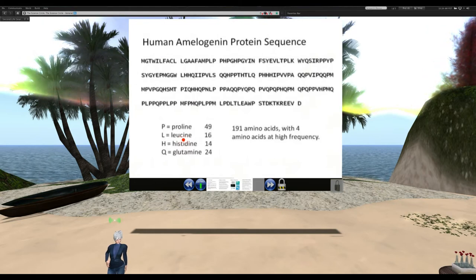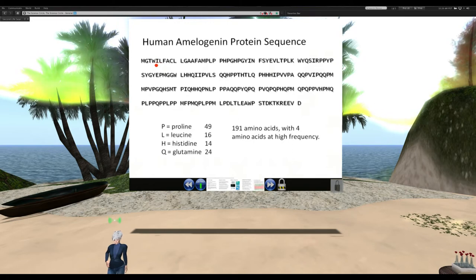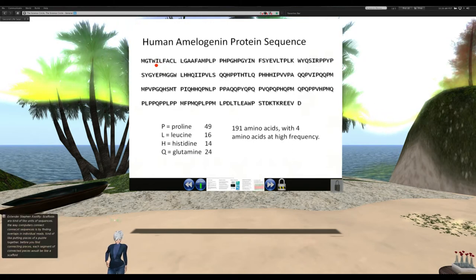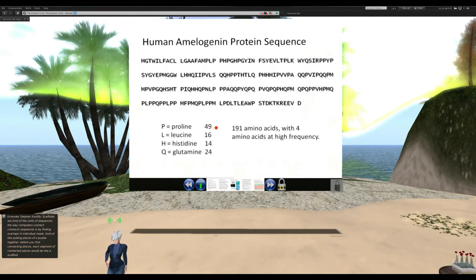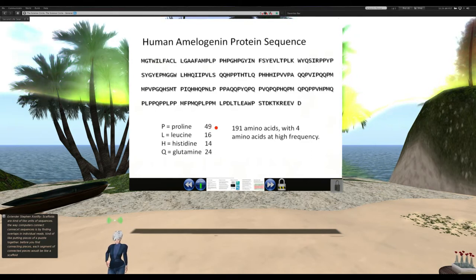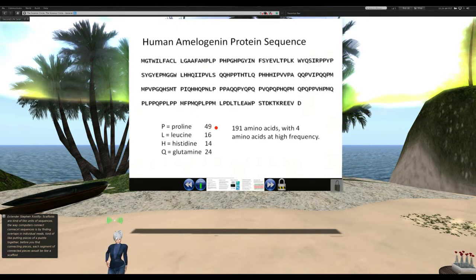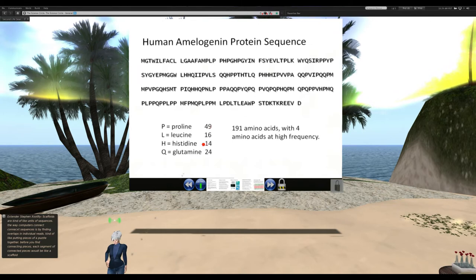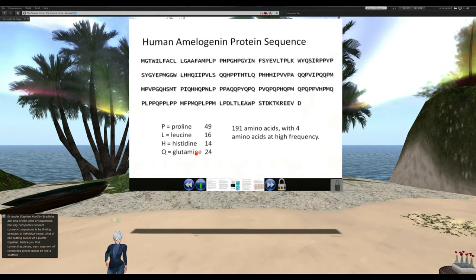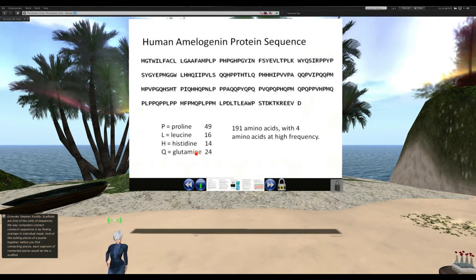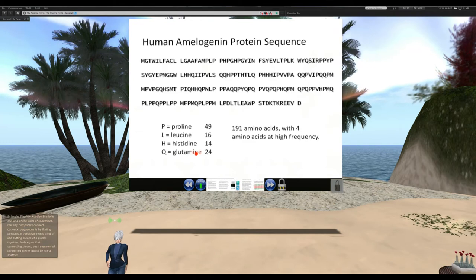This is the amino acid sequence of the protein. Each of these letters represents a different amino acid. And 4 of the amino acids are present in fairly high concentrations: proline, leucine, histidine, and glutamine. And especially proline and glutamine. Proline is P. Glutamine, I'm sorry, I didn't mean leucine. Glutamine is Q. And they are present in very high concentrations in this protein.